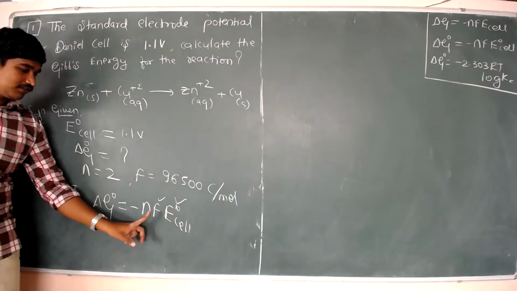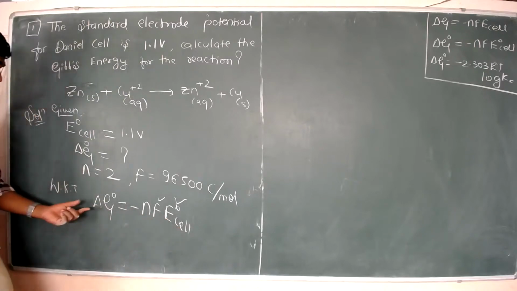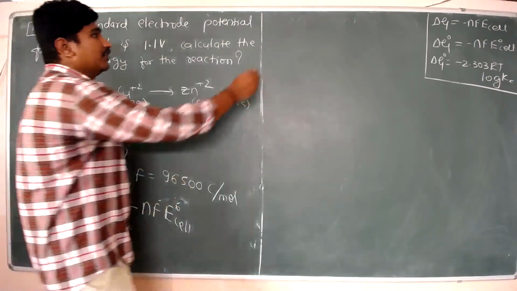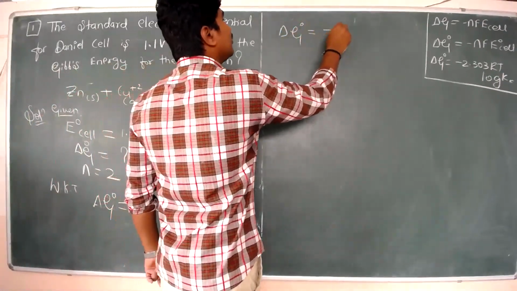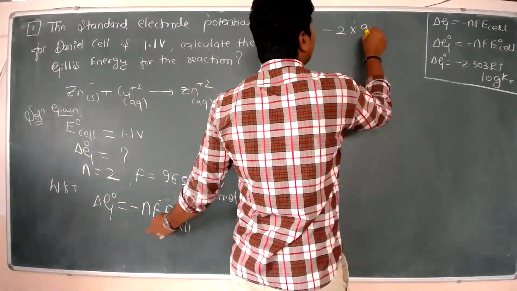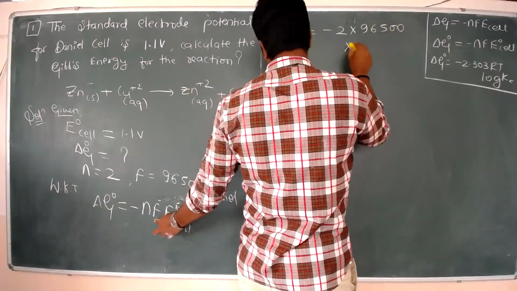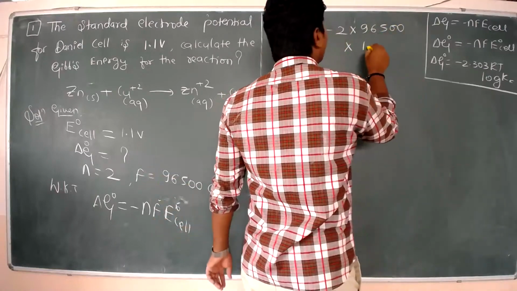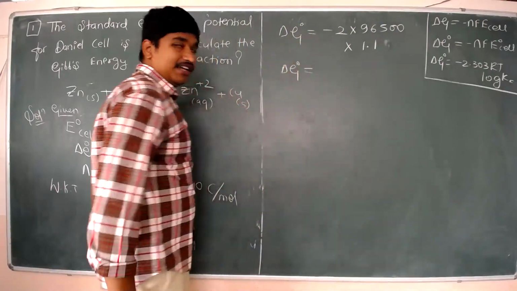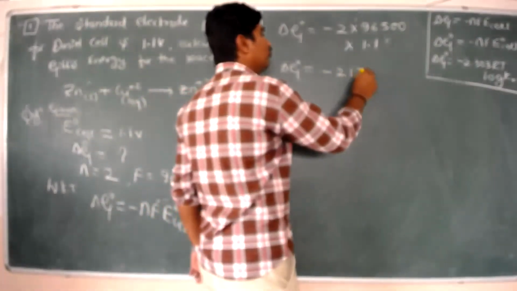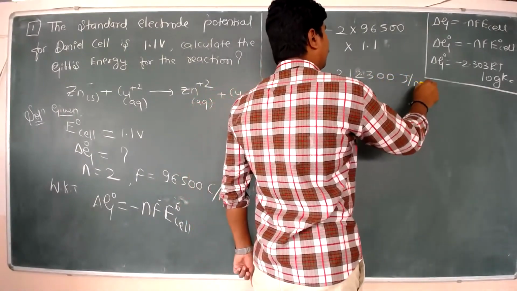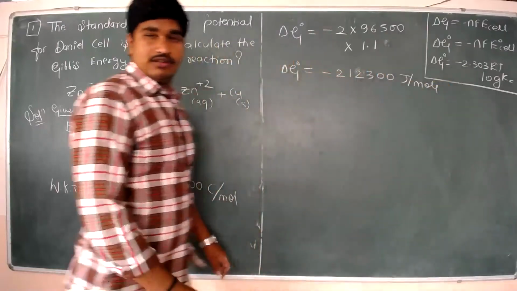Now substitute the n value, the F value, and the E naught value. You will easily get the delta G naught value, the change in Gibbs energy for the reaction. Now I am substituting all the values. Delta G naught is equal to minus, n value is 2, into F value 96,500, into E naught of cell value, 1.1 volt. If you multiply all the things, you will get the answer. That is equal to minus 212,300 joule per mole.